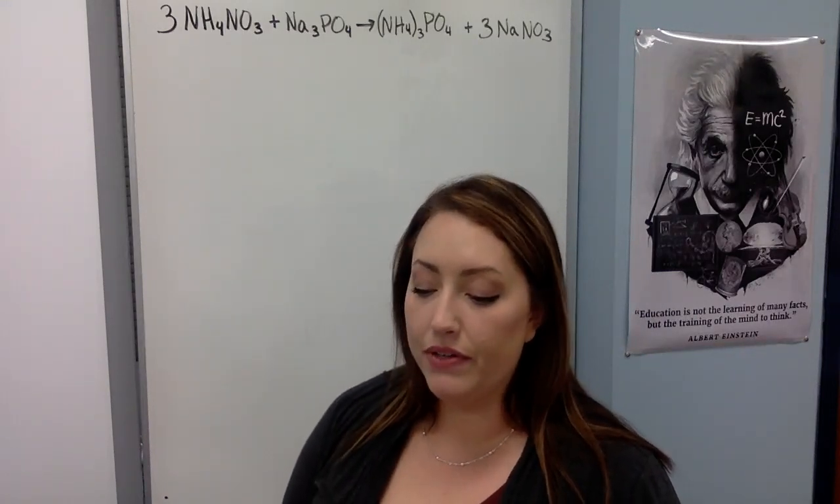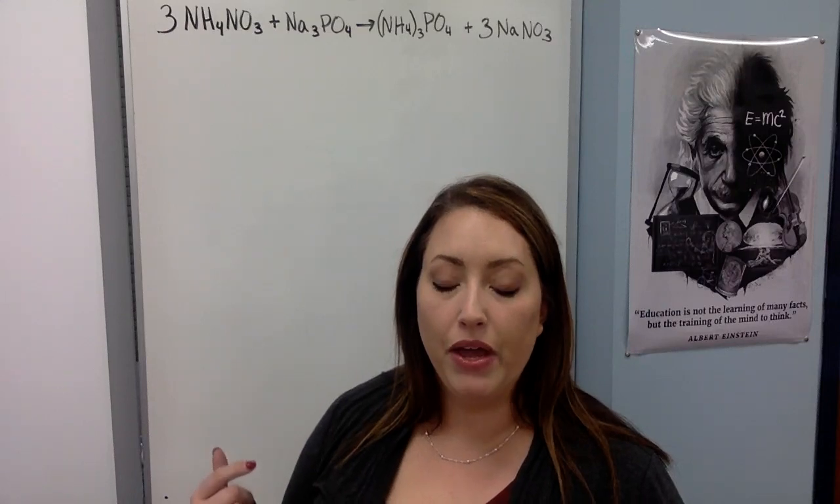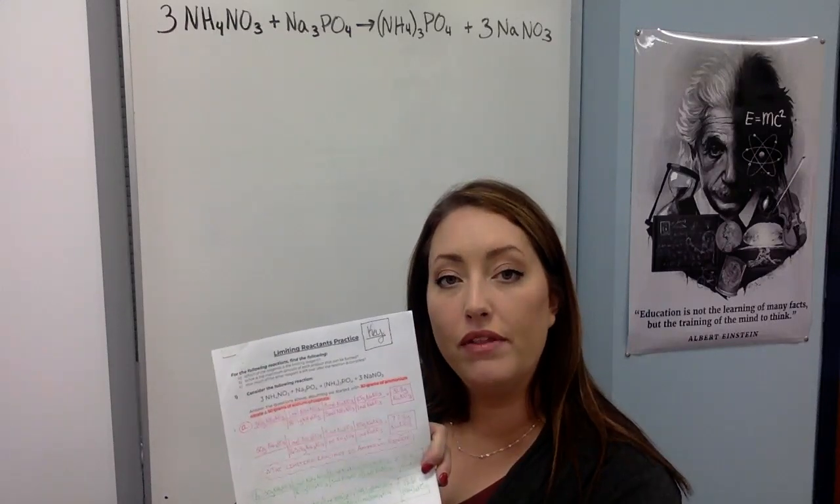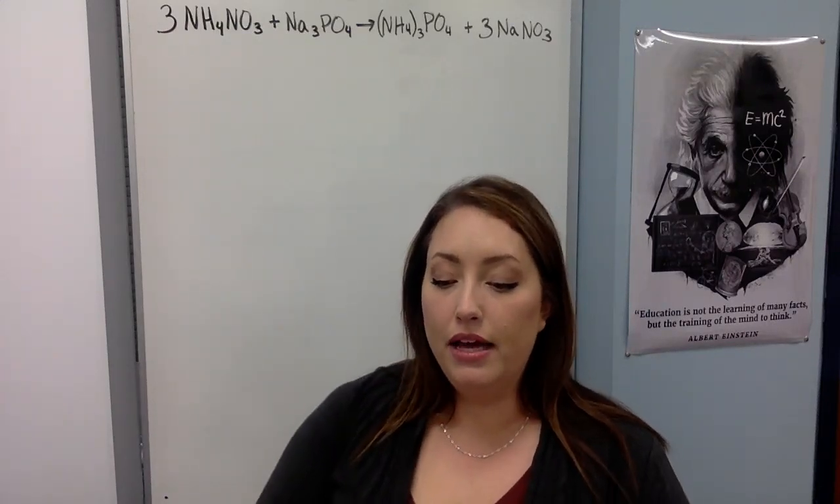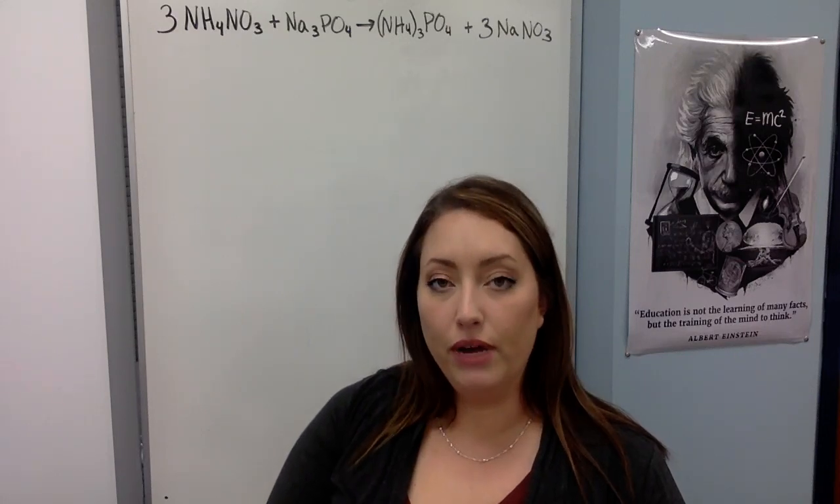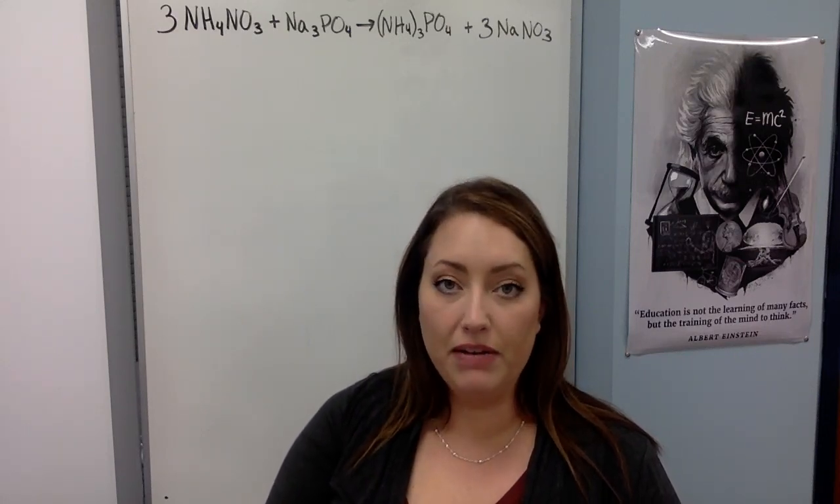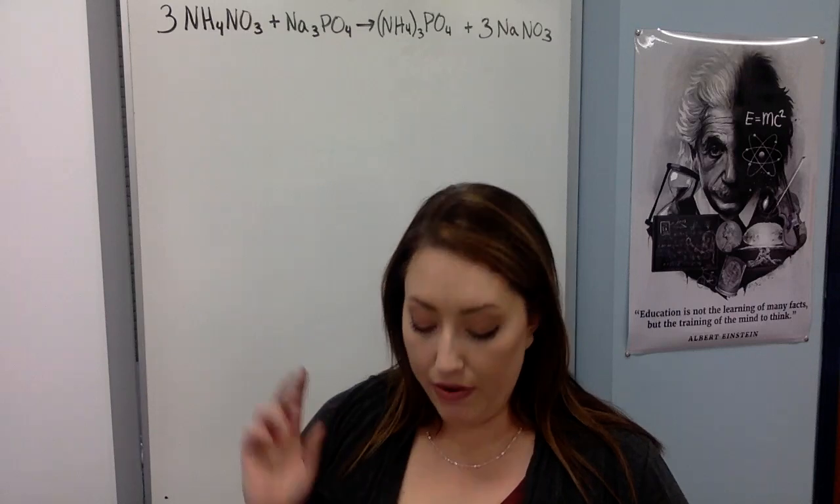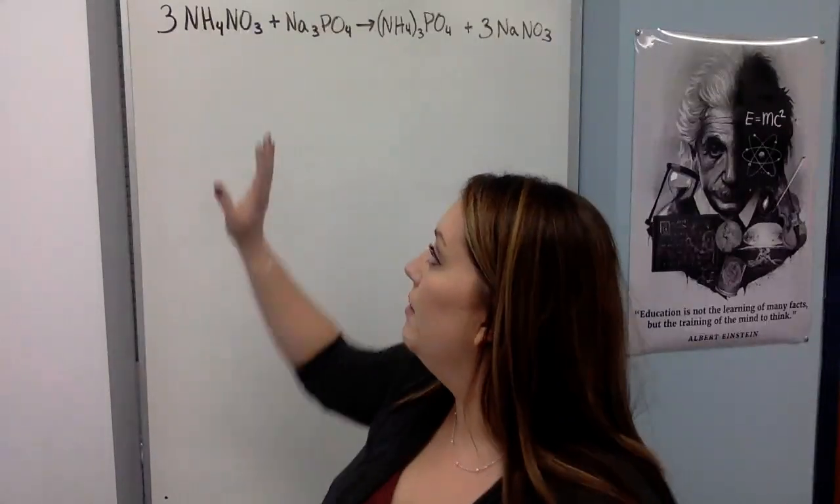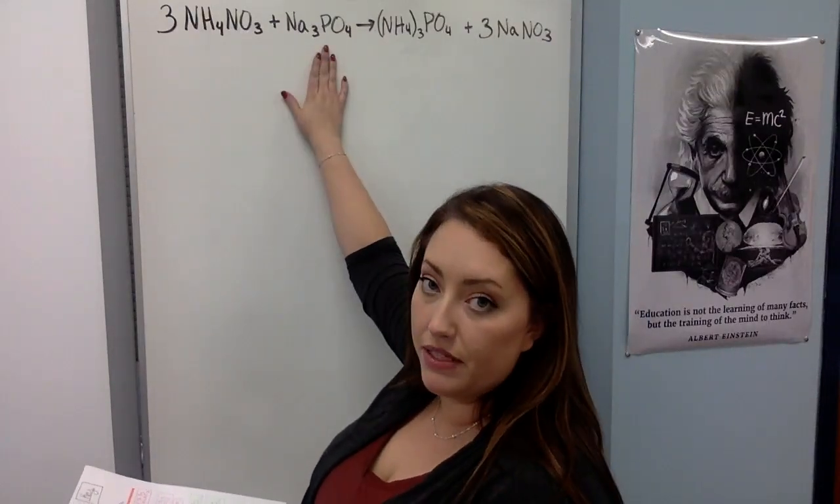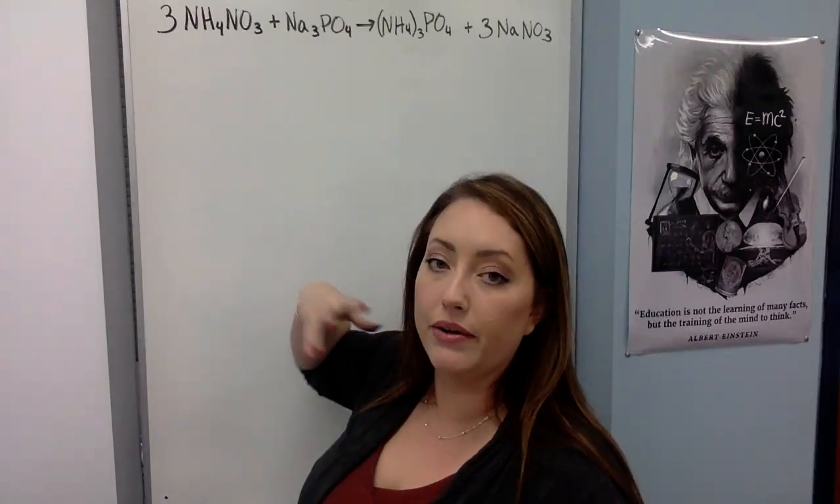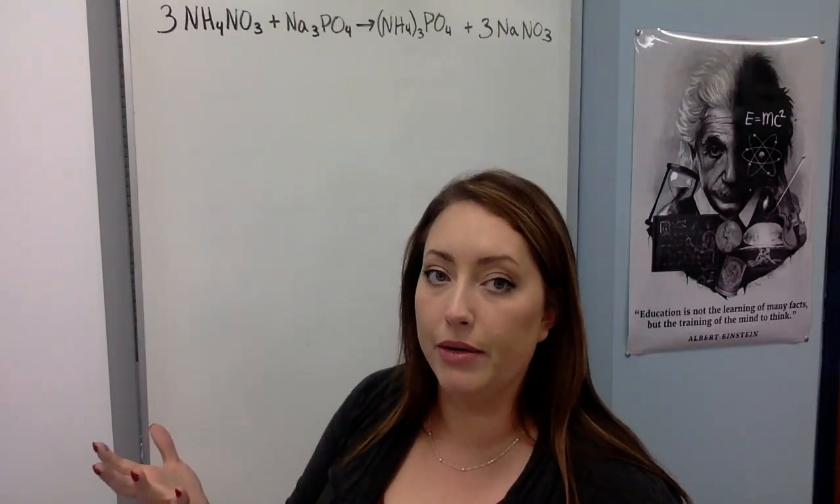So we're going to start with the first one. Which of these is the limiting reagent? If you notice on this sheet, it tells you that you start with 30 grams of ammonium nitrate and 50 grams of sodium phosphate. So we have 30 of this one, 50 of this one. That's what you're starting with, as if you were doing it in person.